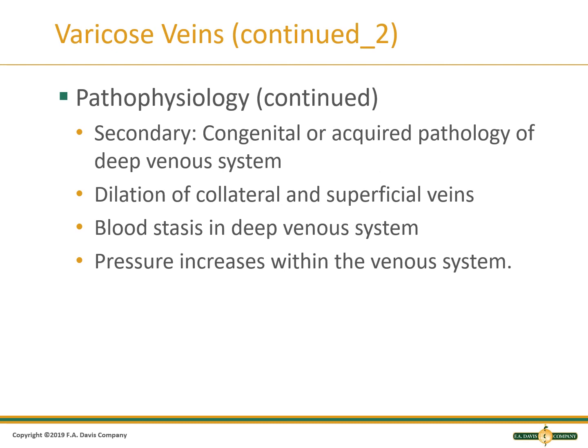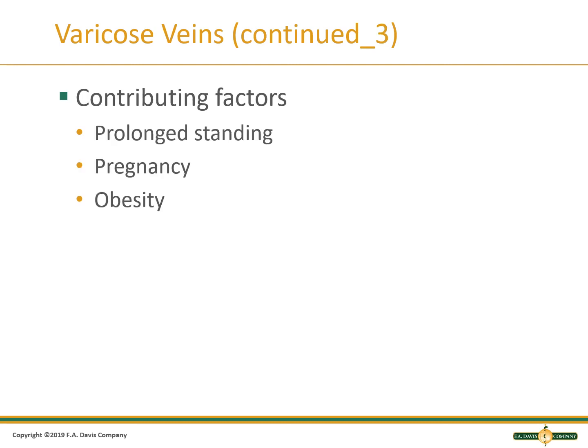Secondary varicosities are caused by an acquired or congenital pathological condition of the deep venous system. This produces dilation of the collateral and superficial veins. Again, this disrupts blood return and leads to stasis or pooling of blood in the deep vein system. This increases the pressure in the system, pushing blood into the collateral vessels and producing varicosities in the superficial veins. Wall defects have been identified as having familial tendency.